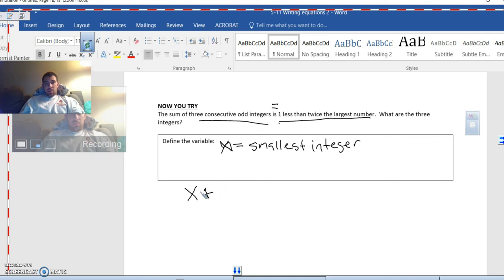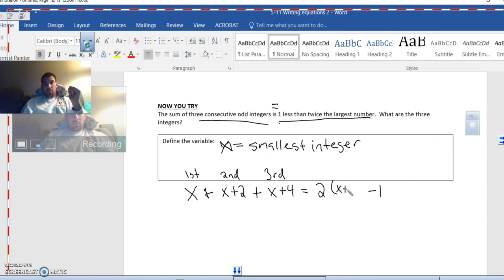Odd integers. So the next integer will be 2 more than x. Remember, odd integers are always 2 apart from each other, so 2 more than x, right? So x plus 2. And then the next integer, the third integer, is going to be 4 more than the first. Equals 1 less than. So 1 taken away from twice the largest number. The largest number here is 4 more than the x. What are the 3 integers?